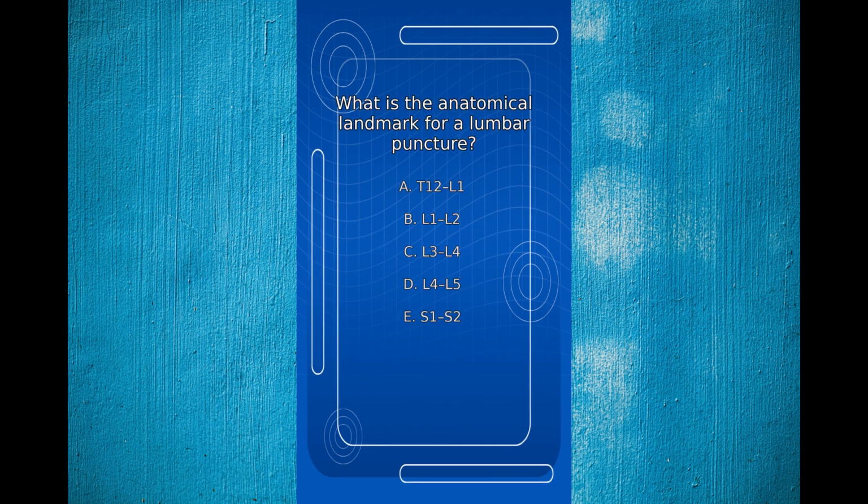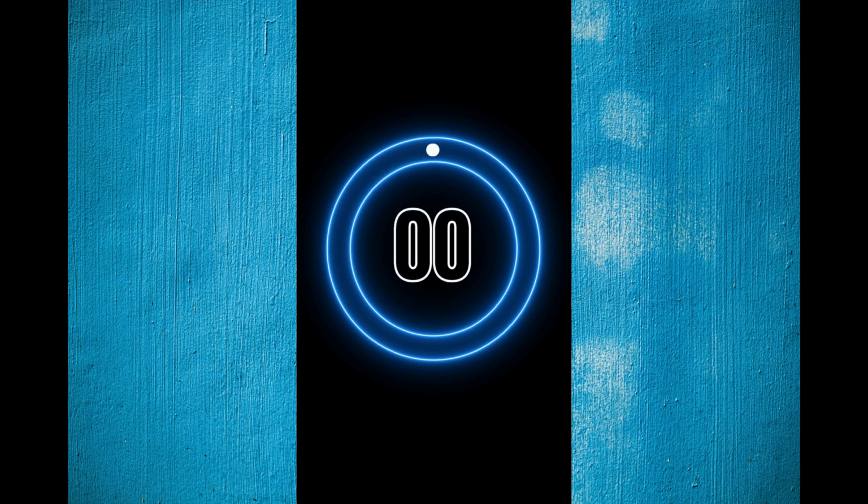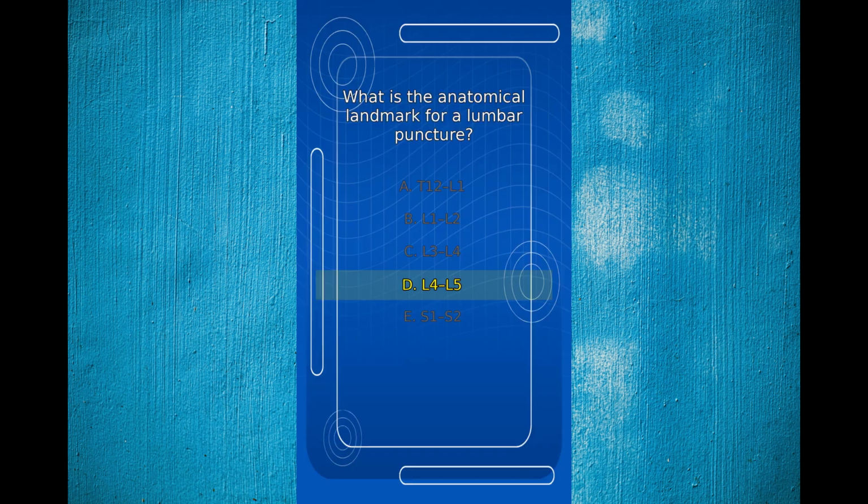What is the anatomical landmark for a lumbar puncture? The correct answer is D. L4, L5. A lumbar puncture is typically performed between L4 and L5, below the conus medullaris.